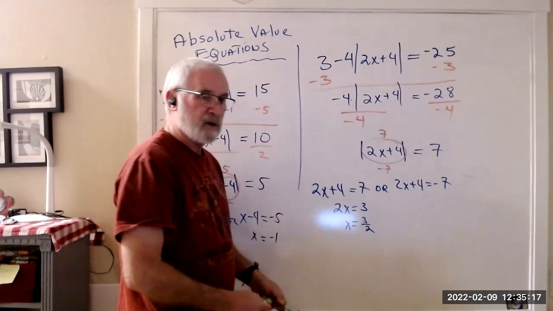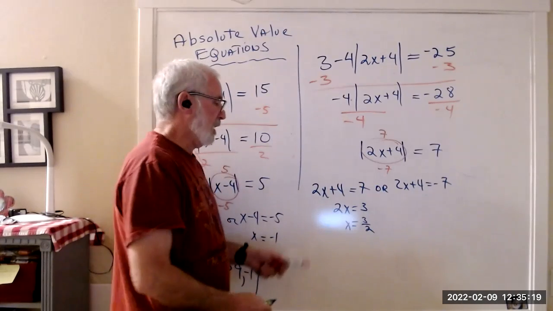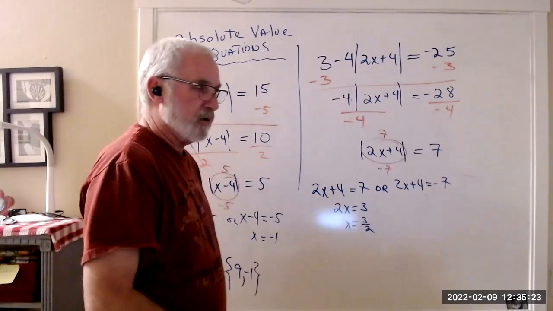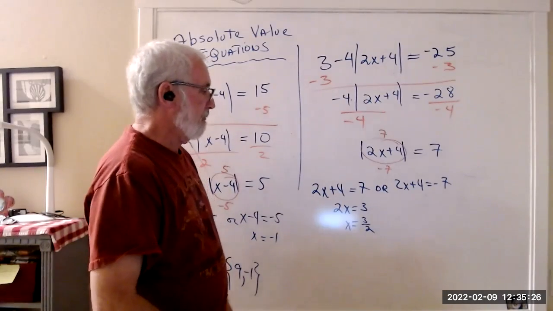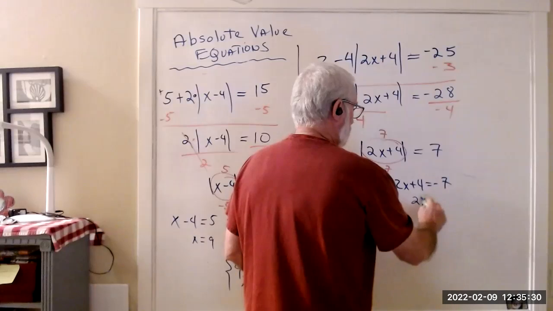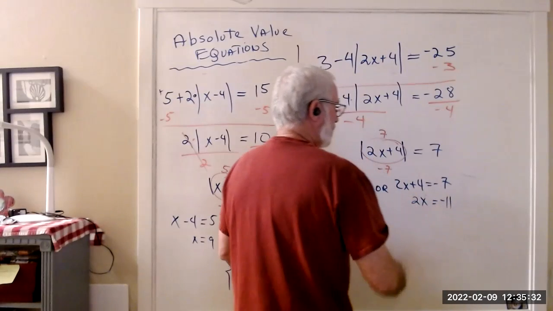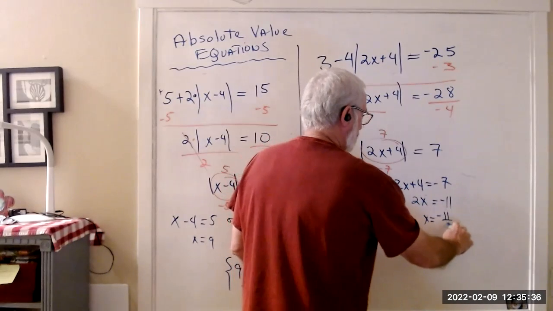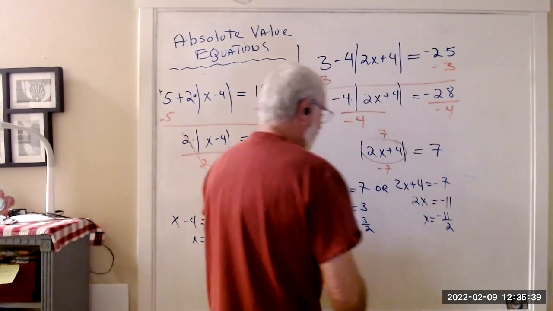Again, you can leave it improper, or you can turn it into 1.5. I don't care. Over here, take away 4 from both sides. Divide by 2 to get x by itself.